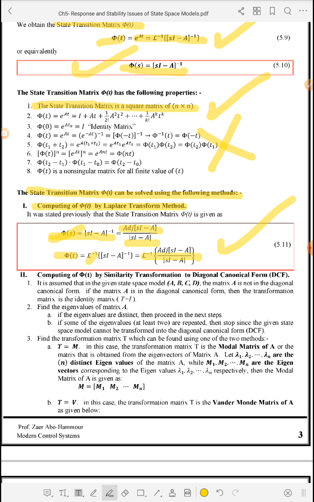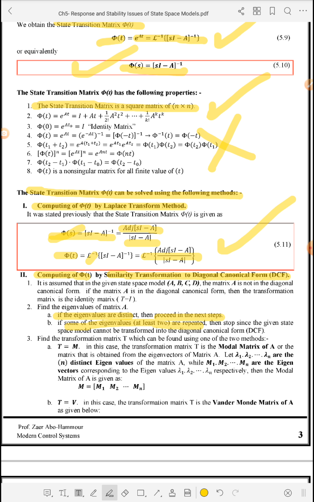So this is a direct and straightforward method where we can find phi of t, the state transition matrix, based on the Laplace transform method. The second method for computing phi of t is based on similarity transformation to DCF or JCF. As we previously discussed, any given state space model can be transformed to one of the two parallel canonical forms, DCF or JCF, but not both, depending on the eigenvalues. If the eigenvalues are distinct, then we convert it into DCF, while if some of the eigenvalues are repeated, then we convert it into the JCF. So here we can compute phi of t by similarity transformation to DCF, and this assumes that the eigenvalues of the matrix A are distinct.